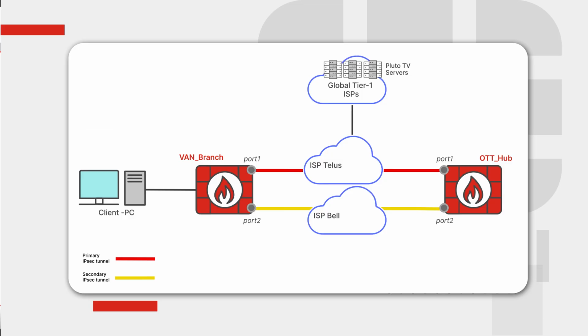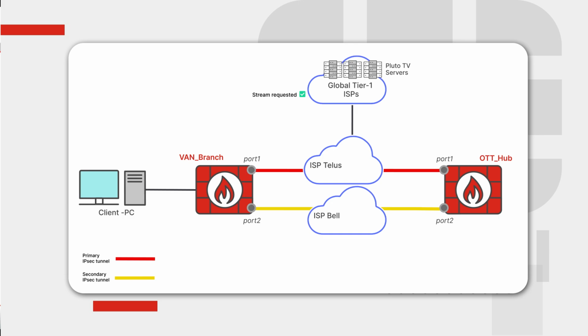For security and compliance, internet traffic from the client PC at the Vancouver branch must pass through the Ottawa Hub before accessing the internet. When the Vancouver user requests a live video stream from an internet-based TV server, SD-WAN sends the request to the Ottawa Hub through the primary IPsec tunnel. The Ottawa Hub then forwards the request to the internet through port 1.